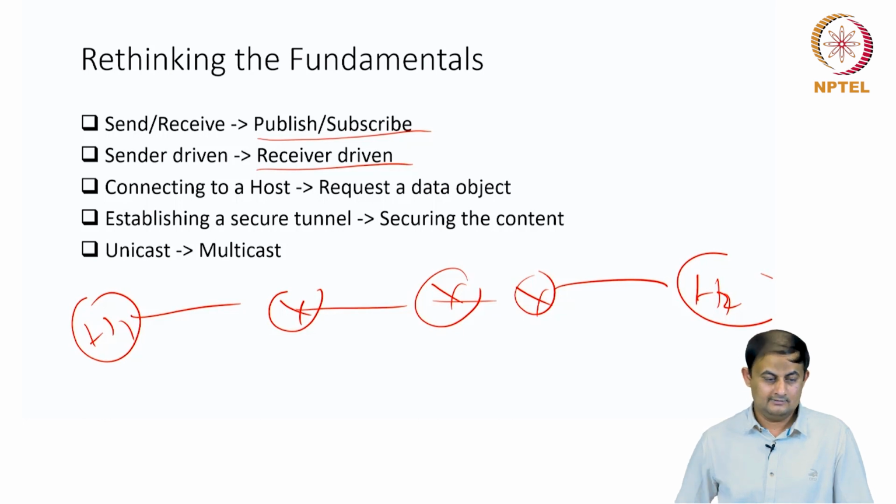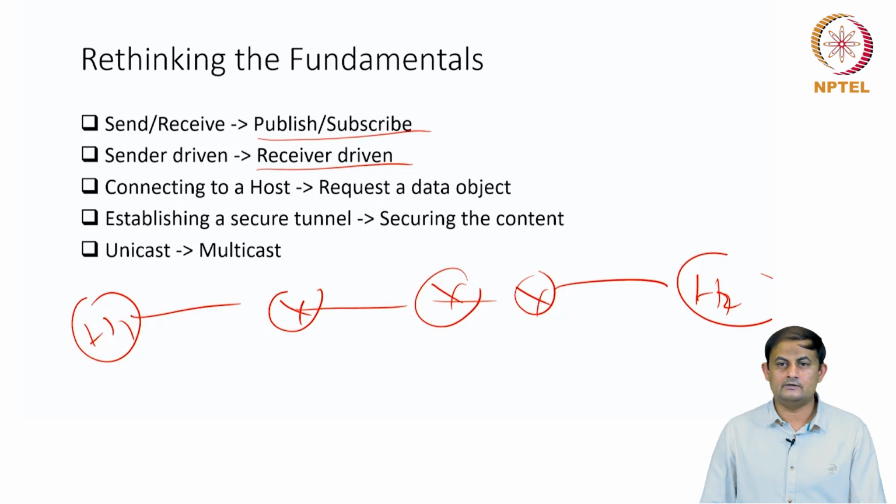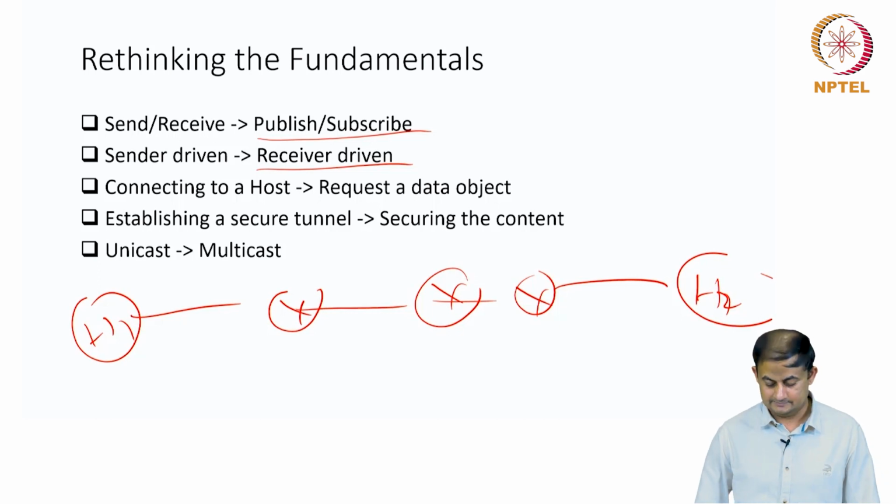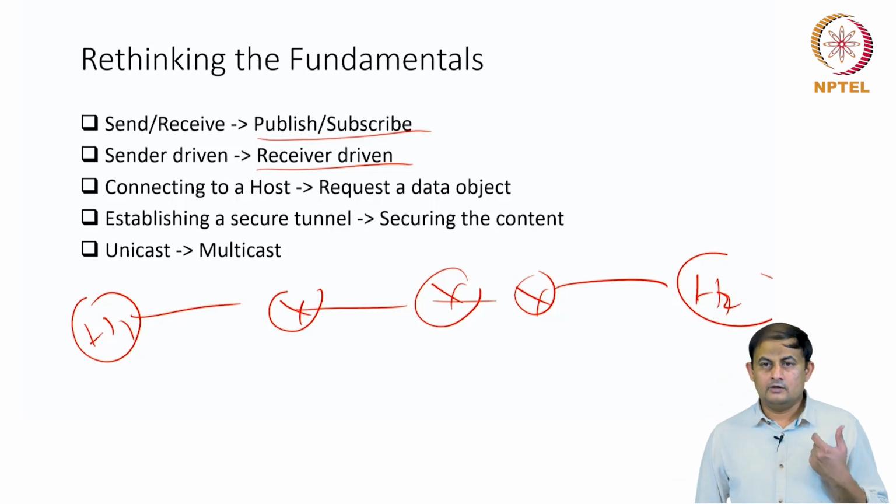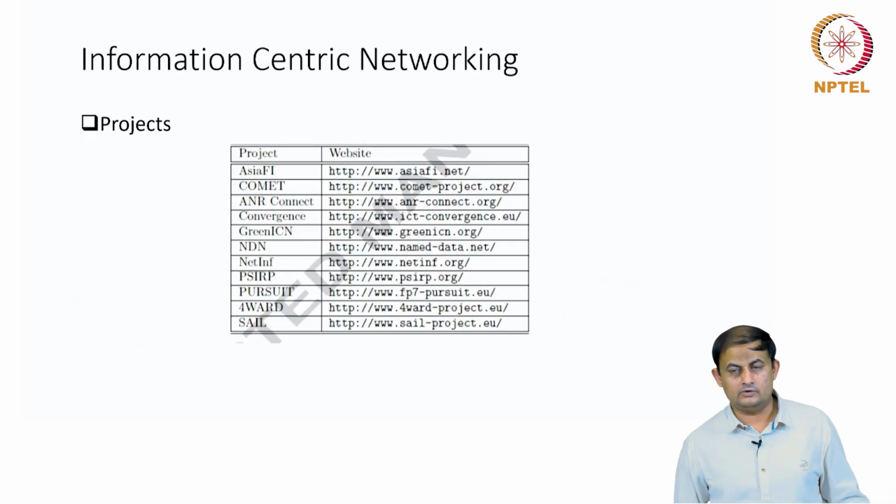So these are the fundamental revisits that are required, or the differences that exist between IP networks and an idealistically designed information centric networking. So these are the things that we want to achieve.